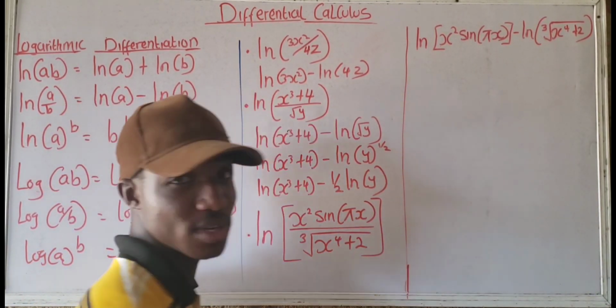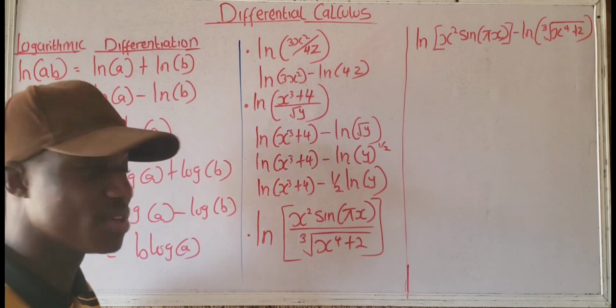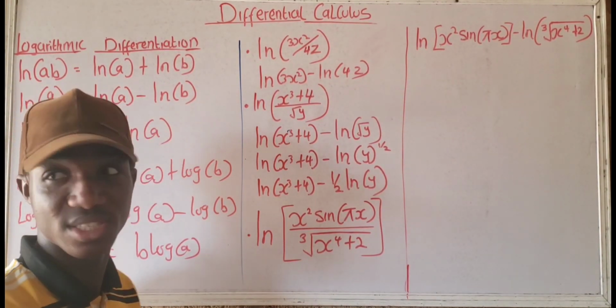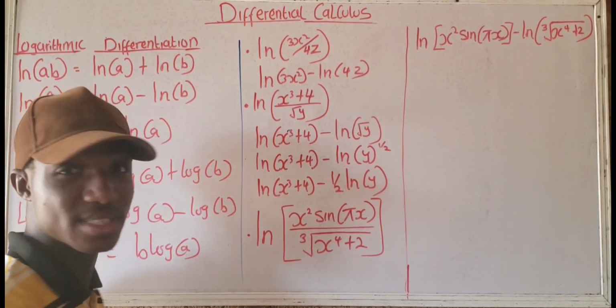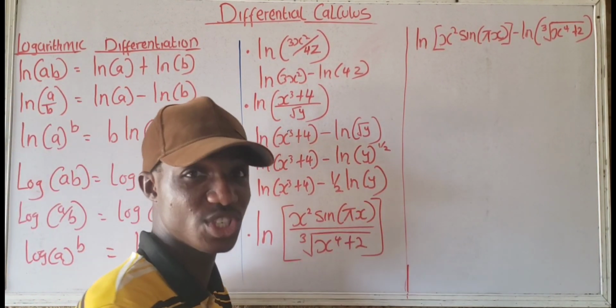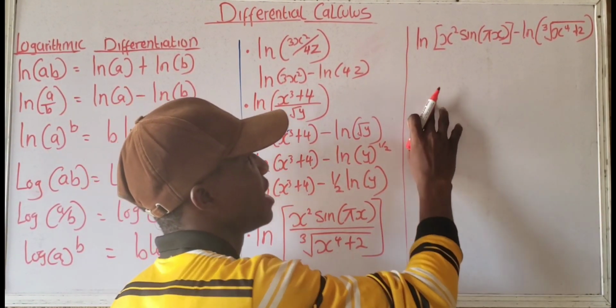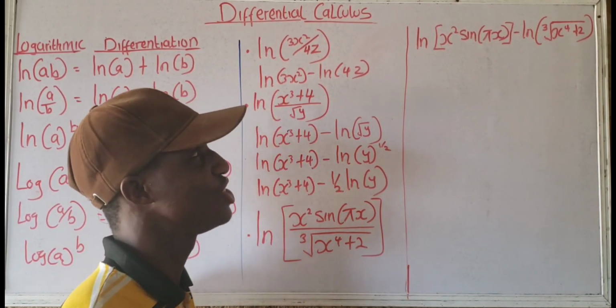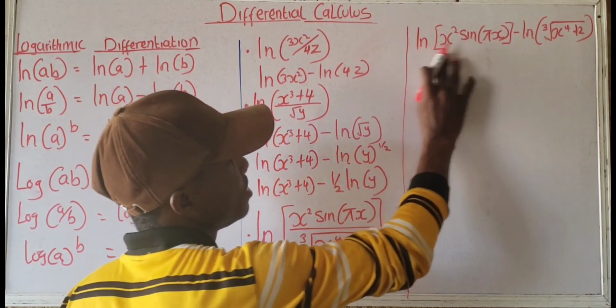To negative, because according to the logarithmic rule, the log of a quotient is the difference of that log. So the difference simply means minus, you understand? So I take the differences because we have a quotient, you understand? Okay, having done that, let us deal with each natural log. Let's deal with this first.